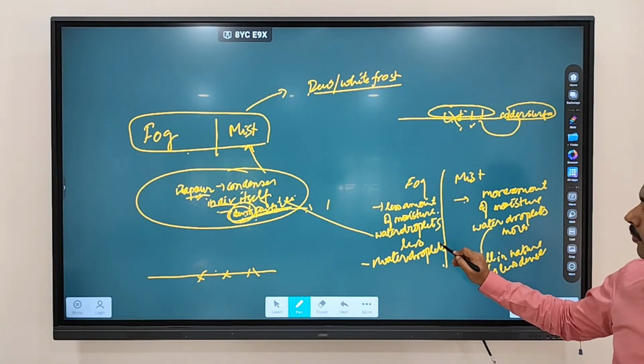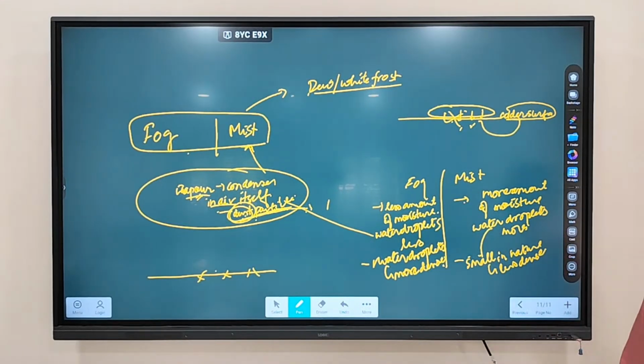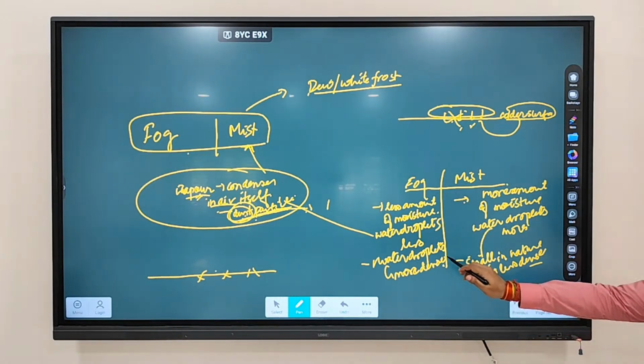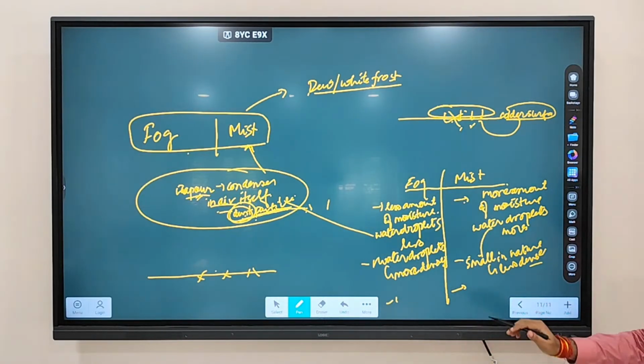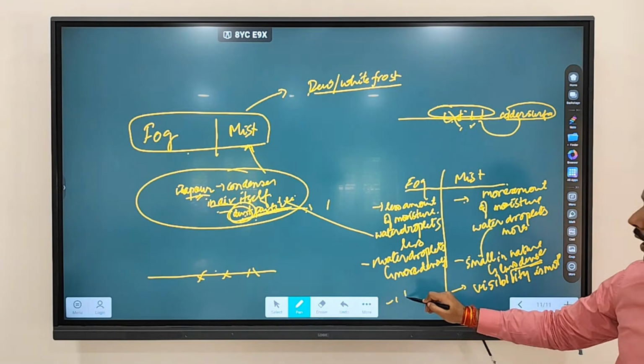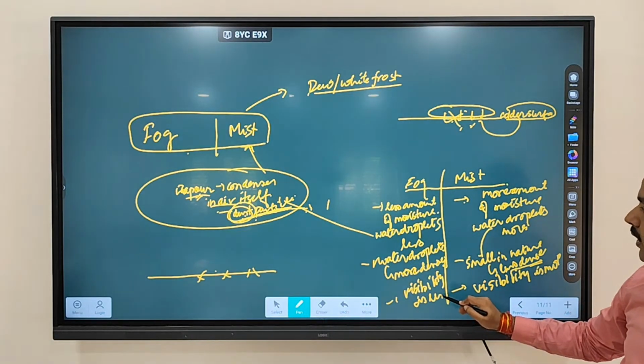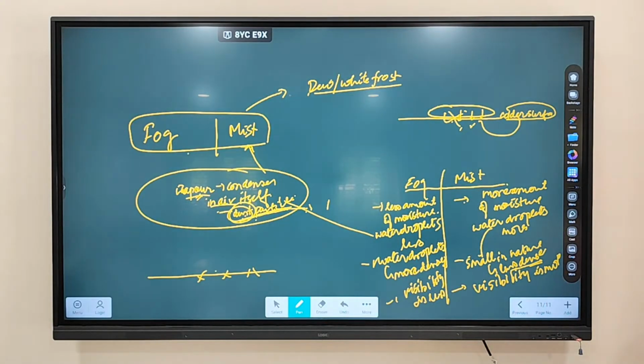Water droplets that are formed are heavy. That's why it is more dense. So here, what is happening? Water droplets are less dense. Here, what you are seeing is water droplets are more dense. Fine. And what you find is, here, because water droplets are less dense, visibility is more. And here, visibility is less. So this is the difference between fog and mist.